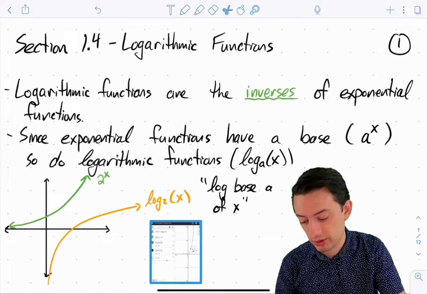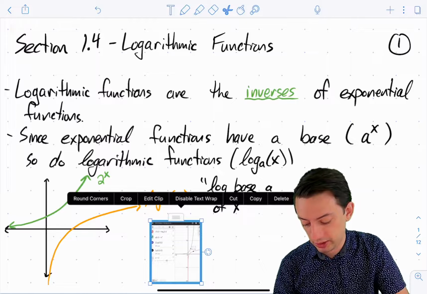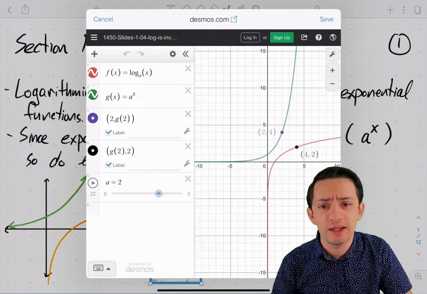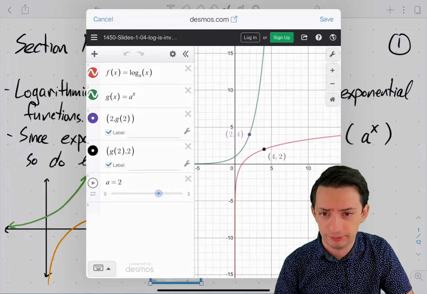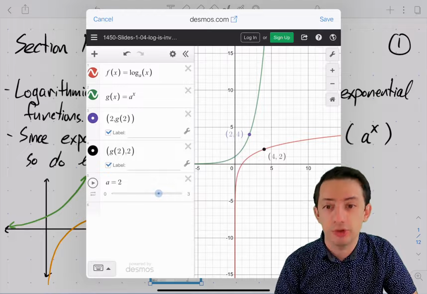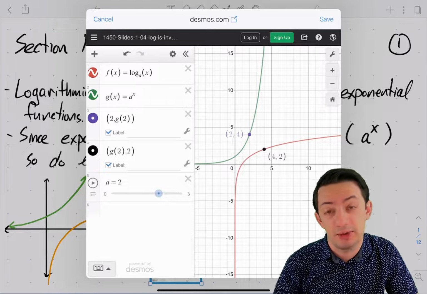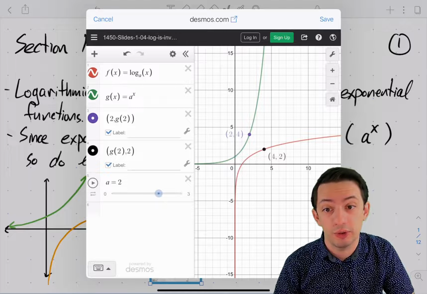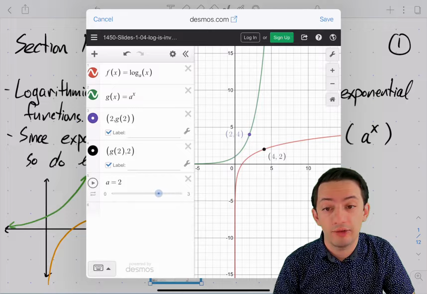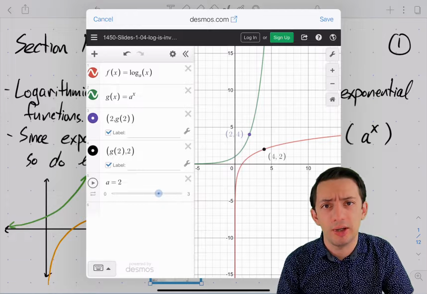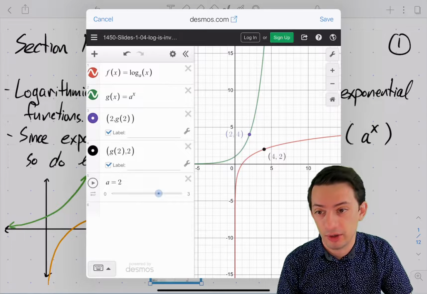And let's go into our graphing calculator here and just kind of see where some of these points are. So here we have the point 2,4 on the exponential function 2 to the x. That's because 2 squared, or 2 to the 2 is 4. And on the right we have 4, 2, because log base 2 of 4 is 2. We'll talk a little bit in a minute about the actual definition of log.